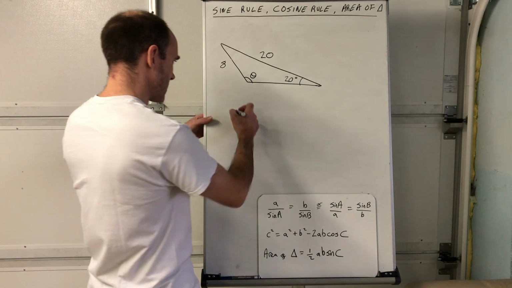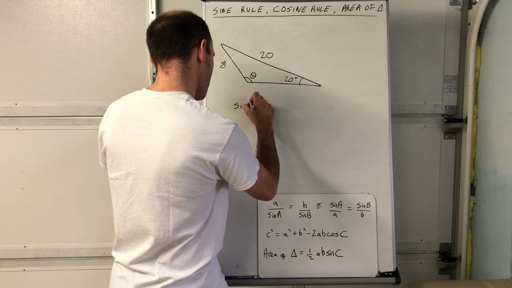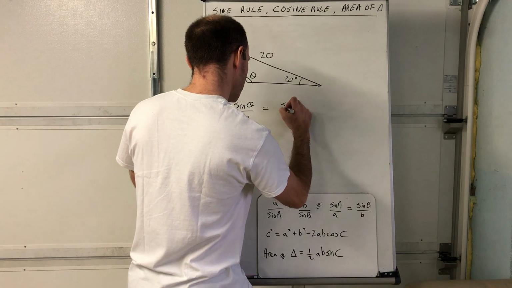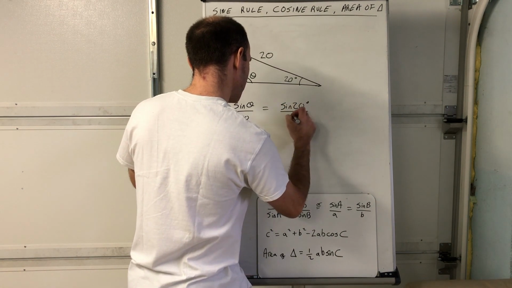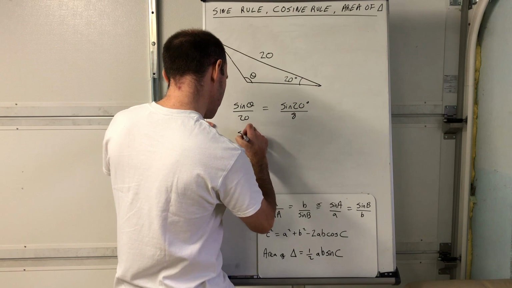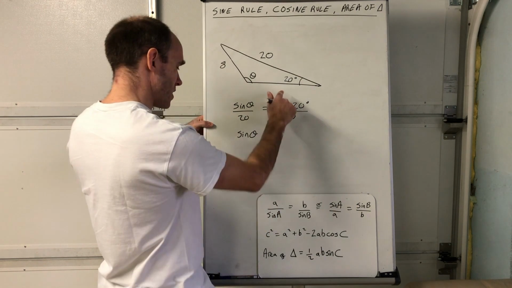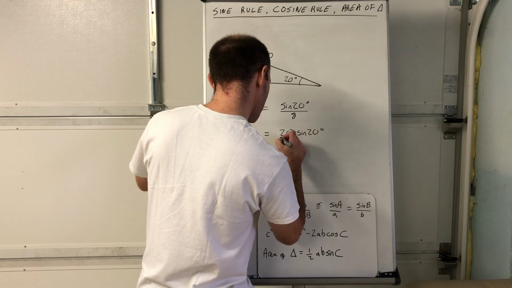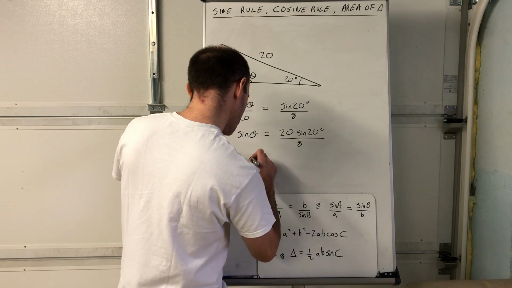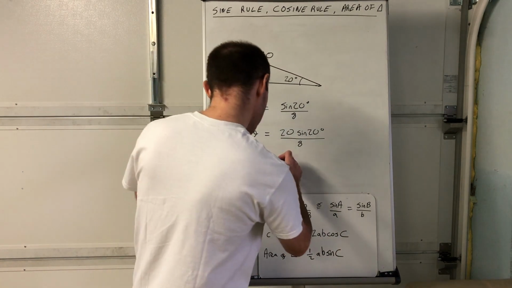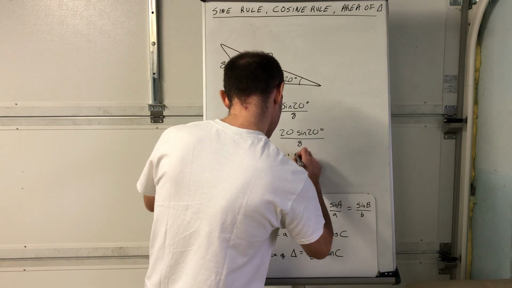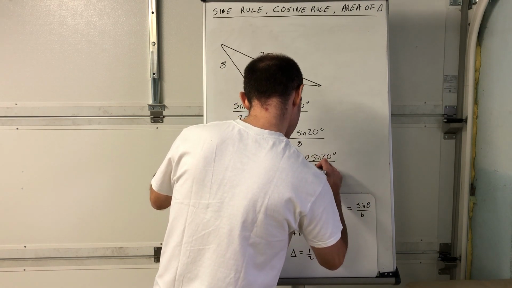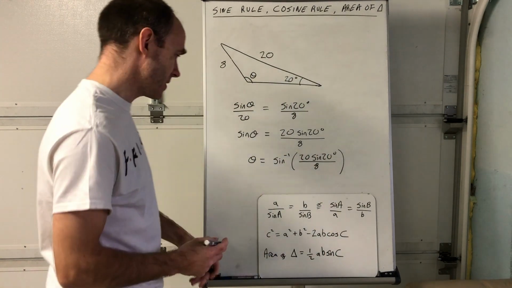First of all, we set it up in the same sort of way. So we'll have sine theta over 20 is equal to sine 20 degrees over 8. Then we'll make theta the subject by putting the 20 over to that side first: 20 sine 20 degrees over 8. Then we'll take the inverse sine of that, written like this, sine inverse of, and I'm just going to put all of that in brackets, because you can actually get that far without using a calculator.